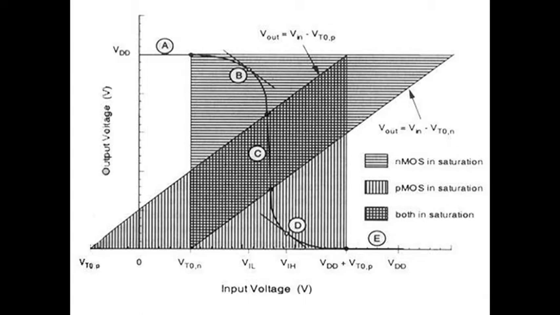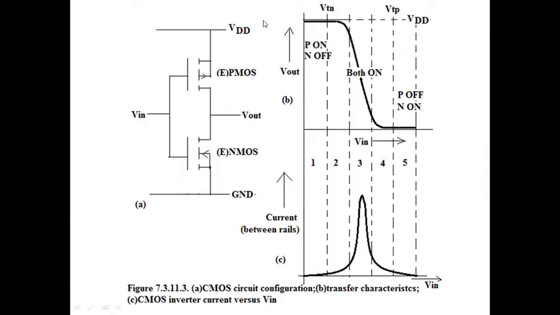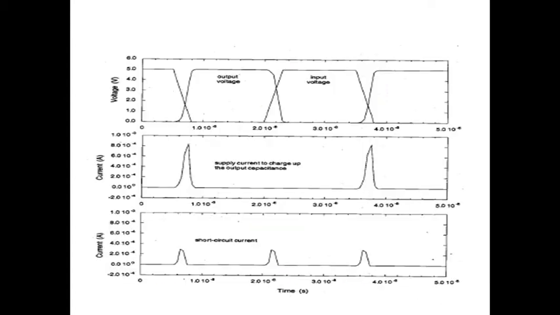So for regions B, C, and D, both the transistors are in on state, and because of that, a finite amount of current will flow through your CMOS circuit. That can be observed over here. Both transistors are in on state, and during this a finite amount of current will flow through your CMOS circuit and some power dissipation takes place. So this power dissipation is termed short circuit power dissipation.